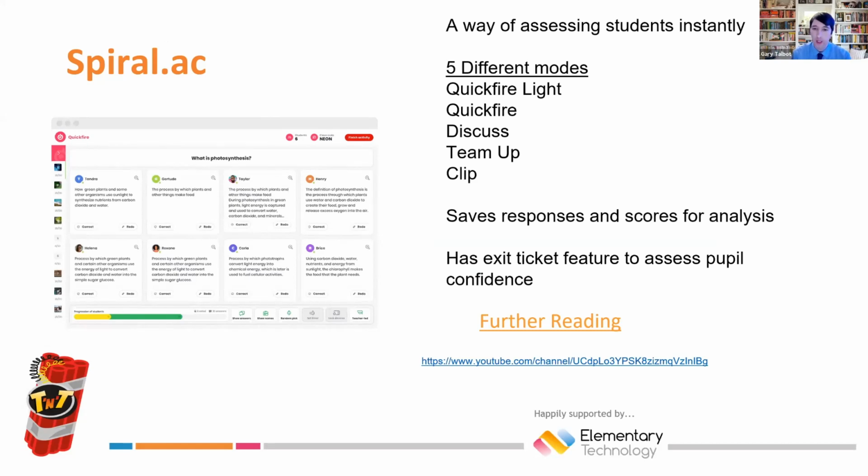One of the things myself and Avril have been using over the last few weeks, Avril introduced it to me, is something called spiral.ac. And it's all free, I think, at the moment with lockdown. I'm not sure if they're going to start charging for it, but I know definitely it's free at the moment. Avril, do you want to talk through the different modes of this one?